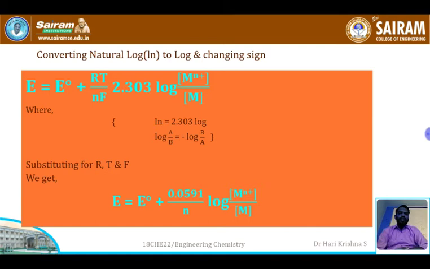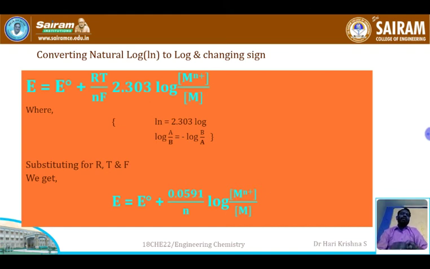Now substituting for R, T and F, at a temperature of 25 degrees Celsius, R is 8.314, the gas constant, and F is Faraday's constant, 96,500. Substituting all this in the above equation, we get E equals E naught plus 0.0591 by n log concentration of M^n+ by concentration of M. This is the Nernst equation for a cell.